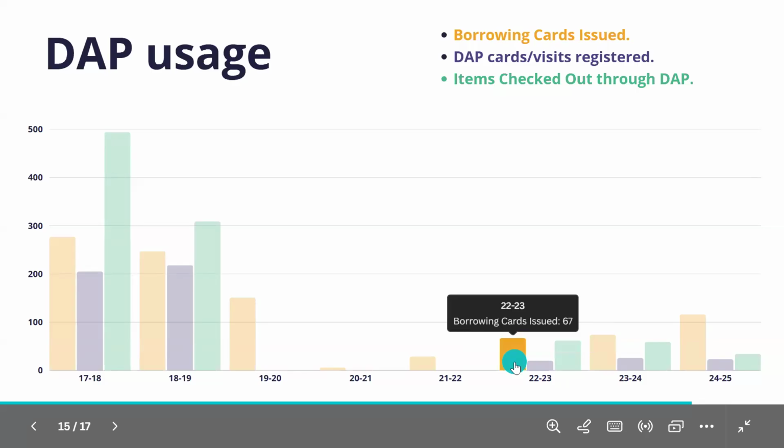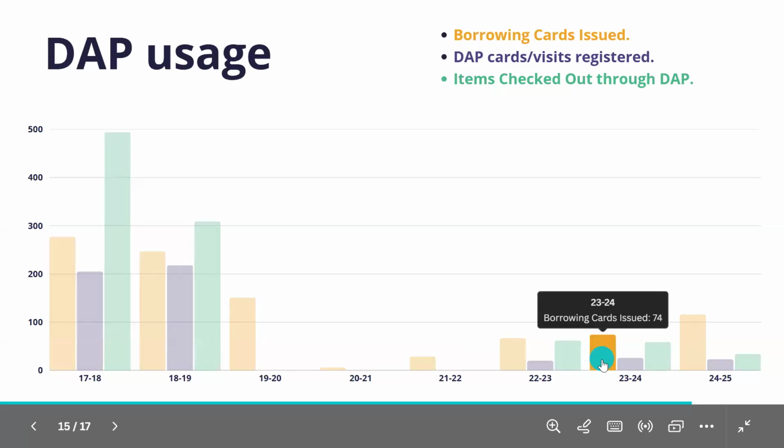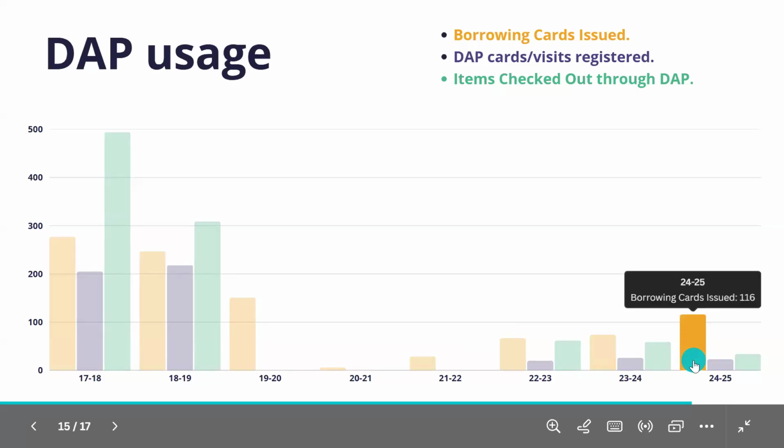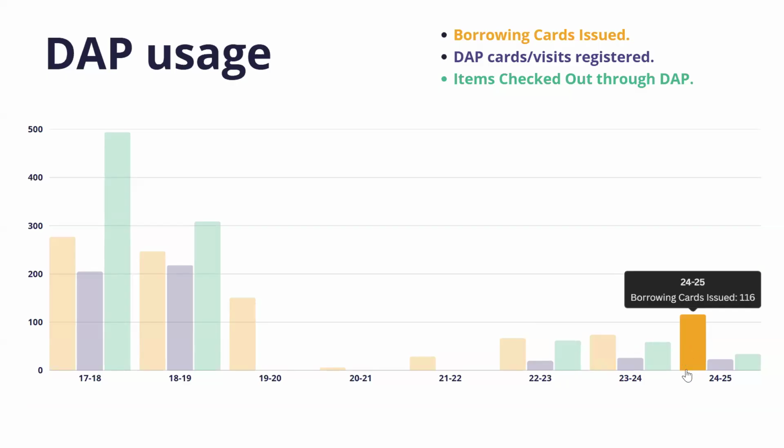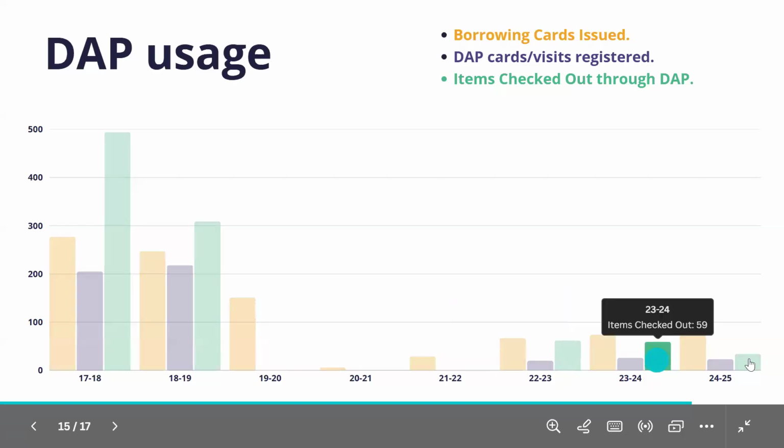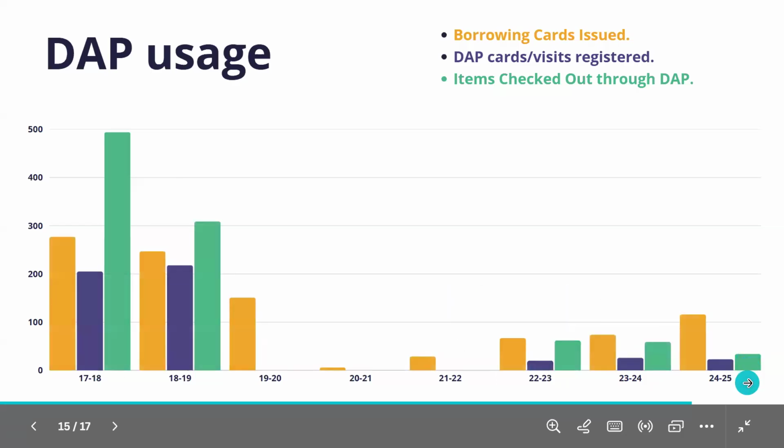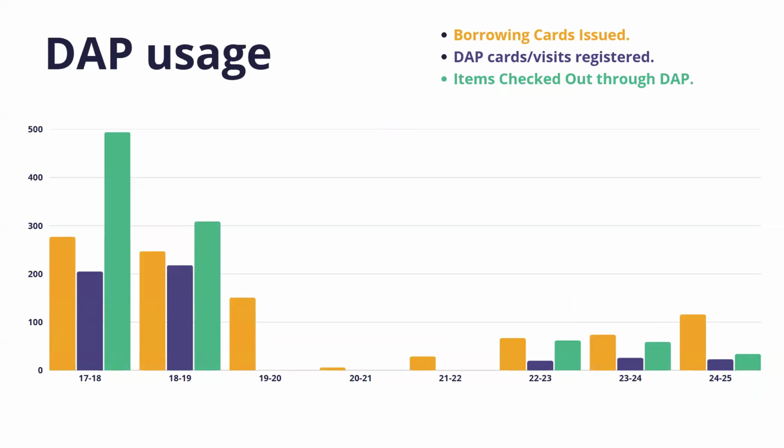In the past few years, more and more DAP cards are being issued. So we had a lot for this past year. It doesn't surprise me that more cards might be issued and then not as many items checked out. I think, like I said, it's a legacy program. People like having library cards; it makes you feel like you have a little backup.